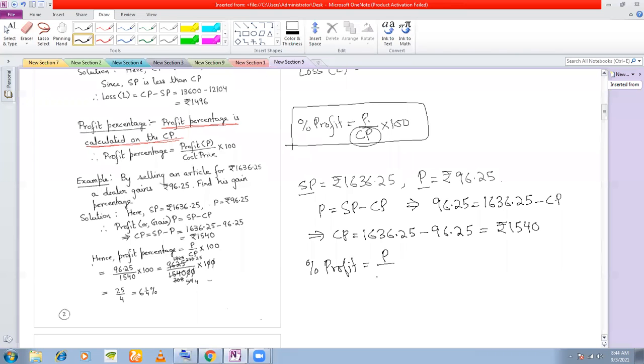Profit percentage is profit by cost price into 100. Profit here is 96.25. Cost price here, we have found out, is 1540, into 100. Okay, so how do you calculate this? You can convert the decimal. 96.25 you can write as 9625 divided by 1540, and because you have shifted two decimals, you add two zeros in the denominator, into 100. So now you can cancel two zeros here. Okay, and now you can cancel with 5.